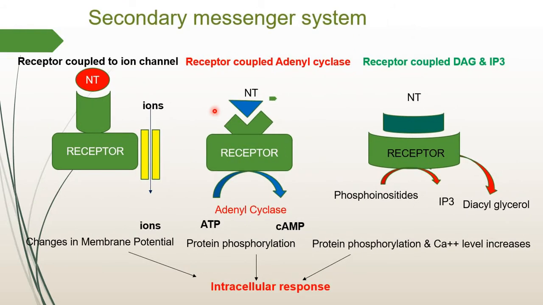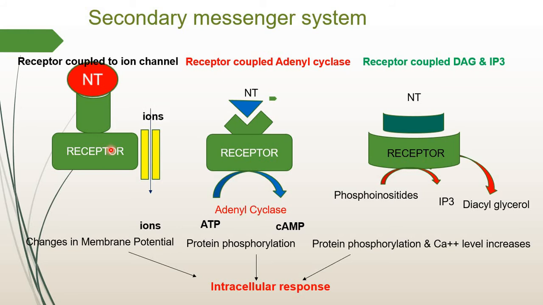I have simplified the secondary messenger system for you in this slide. These are receptors coupled to ion channels, this is a receptor coupled to adenylyl cyclase, and this is a receptor coupled to diacylglycerol and inositol triphosphate. So what happens when the neurotransmitter comes and attaches with these receptors?